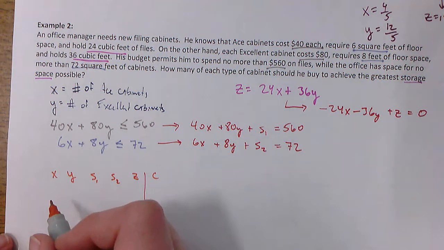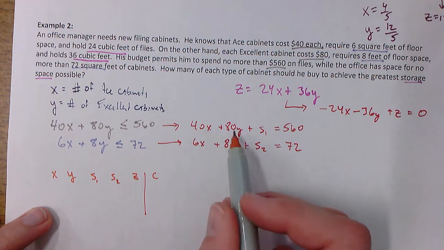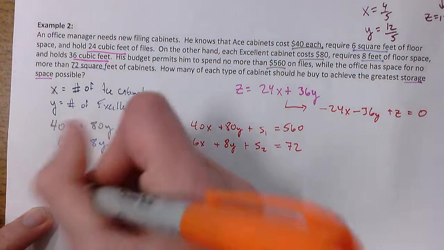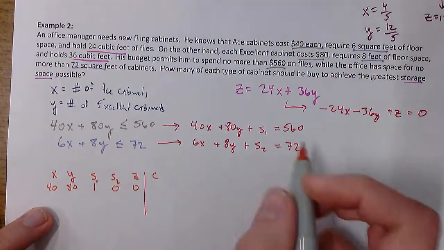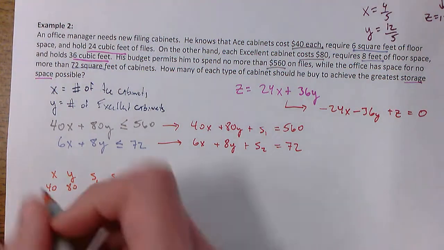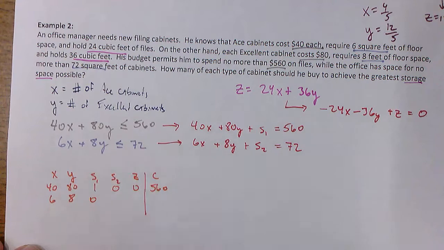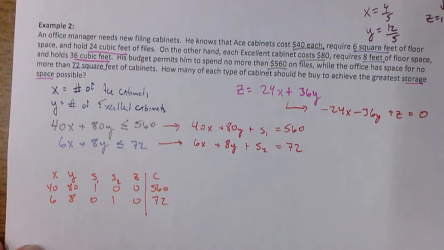All right, and then I'm just going to fill in these numbers. First equation, I've got 40 x's and 80 y's. I have one slack variable. I don't have any slack variable 2's. I don't have any z's. And then it equals 560. Okay, second equation, I have 6x and 8 y's. There's no s1's, but there's one s2. There's no z's, and it equals 72.